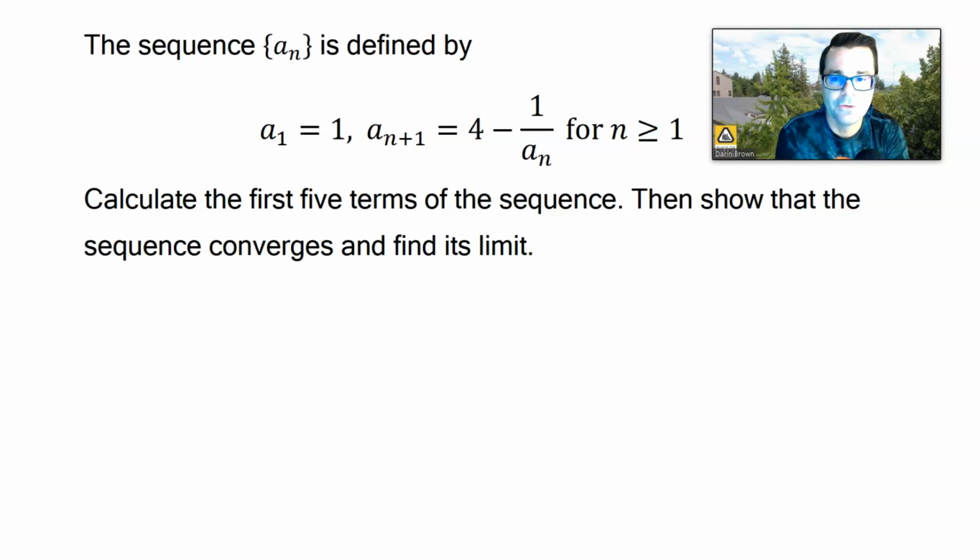Hey everybody, I'm going to solve a problem here that is from my Calculus 2 class. We're doing sequences, and this is a problem that I started at the end of a class period and didn't have enough time to finish. So I promised the class I would make a video and go through it.